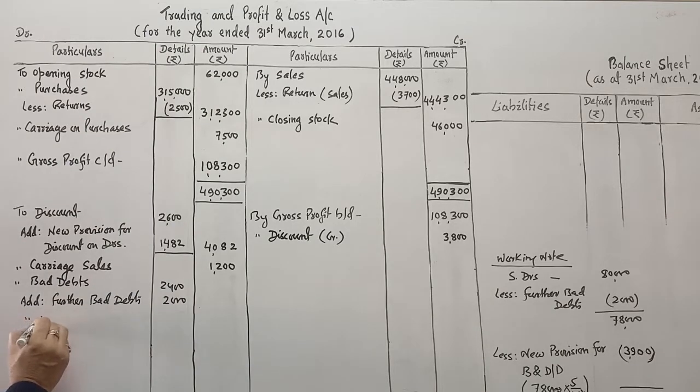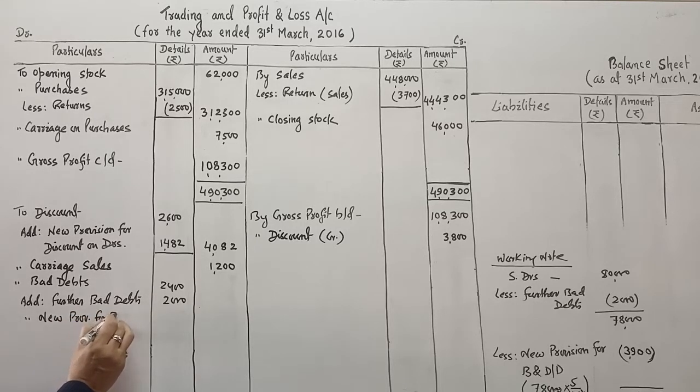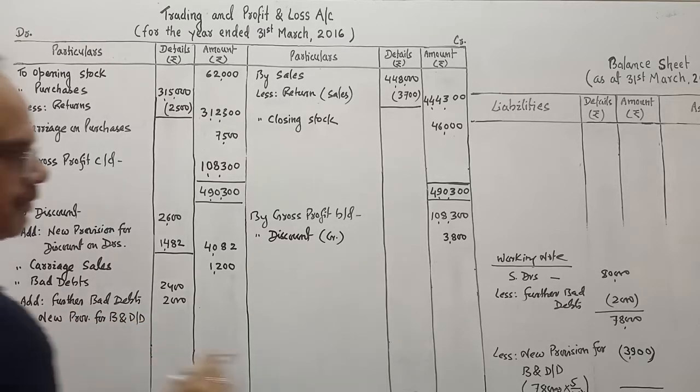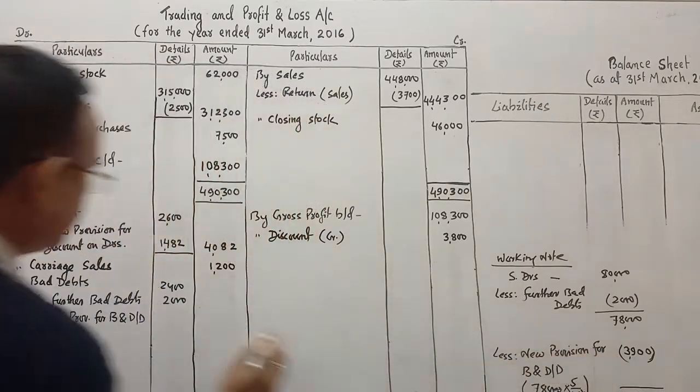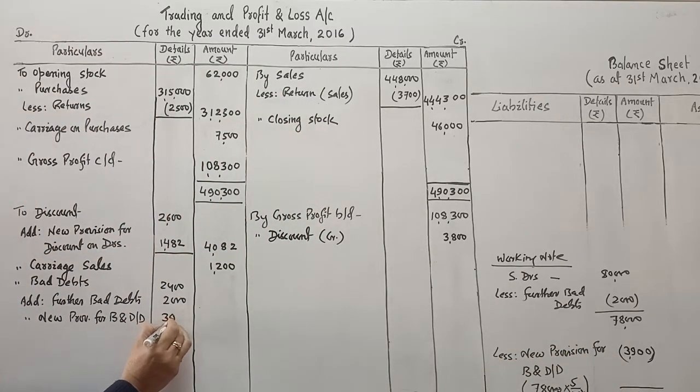Then we add new provision for bad and doubtful debts. The new provision for bad and doubtful debts is 3,900. Already I have done the calculations. We will add this 3,900 to 8,300, then we will deduct from it the old provision for bad and doubtful debts.